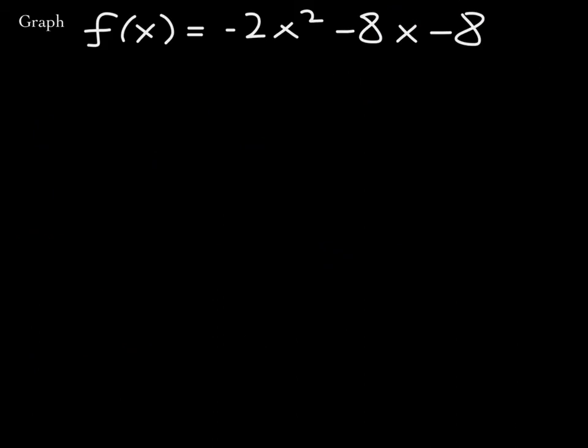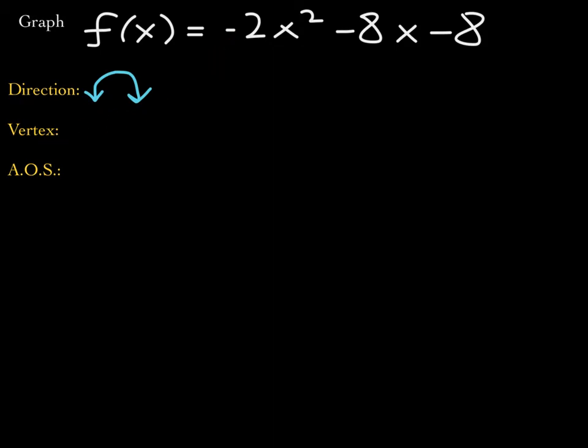All right, let's look at a couple more examples here. We want to graph this quadratic function: negative 2x squared minus 8x minus 8. All right, we can see that this parabola is going to be opening downward. How so? Well, the leading coefficient is negative. So it's definitely a parabola opening downward.